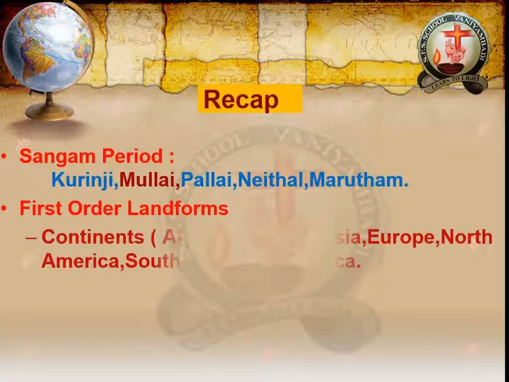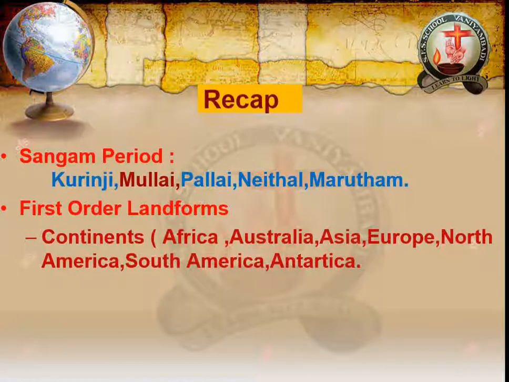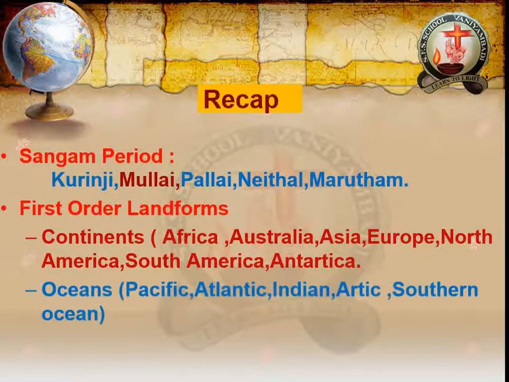The first order landform that we saw is continents and oceans. As I said, we have 7 continents right now, that is Africa, Australia, Asia, Europe, North America, South America and Antarctica. Among these continents, Asia is the largest one and Australia is the smallest one. And also we have 5 oceans: Pacific Ocean, Atlantic Ocean, Indian Ocean, Arctic and Southern Ocean. Here Pacific Ocean is the largest one and Arctic Ocean is the smallest one.